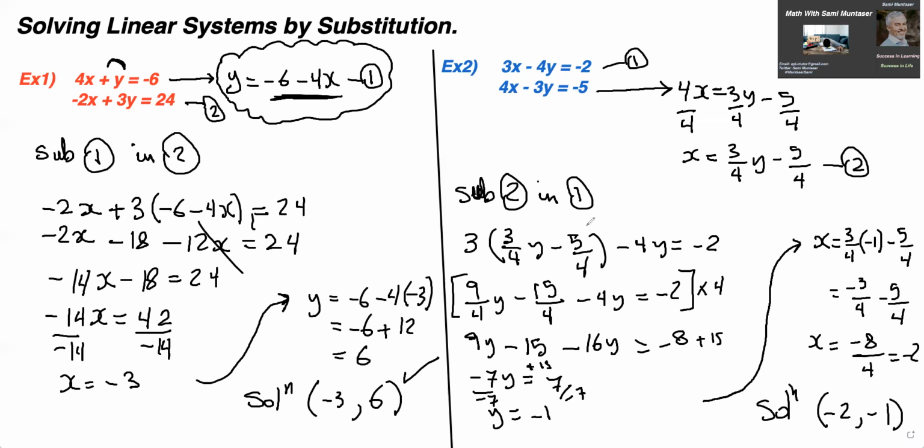We could go back and test if we put negative 2 and negative 1 there. So negative 2, that makes it negative 6, plus 4, which gives me negative 2, true. And if we put negative 2 there, we get negative 8, plus 3, which gives me negative 5. So check, that's the right answer. Okay.